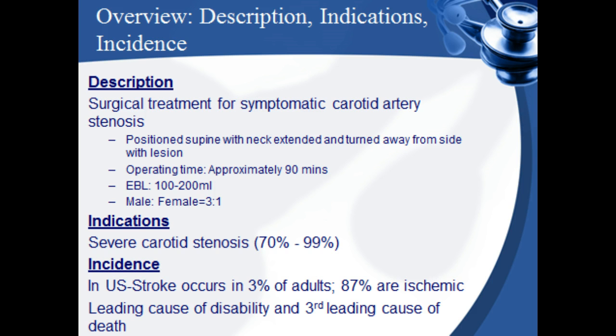The carotid endarterectomy, or CEA, is the surgical treatment of symptomatic carotid artery stenosis. Strokes and transient ischemic attacks, or TIAs, resulting from carotid artery stenosis occur as a result of thromboemboli or hemodynamic pressure drops across the stenosis without sufficient collateral cerebral blood flow. The positioning for this procedure is going to be supine with neck extended and the head turned away from the side of the lesion. Operating time is approximately 90 minutes with an estimated blood loss of 100 to 200 milliliters. The ratio of male to female is 3:1.